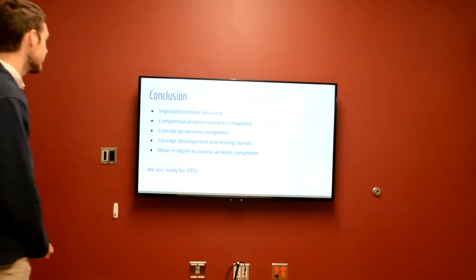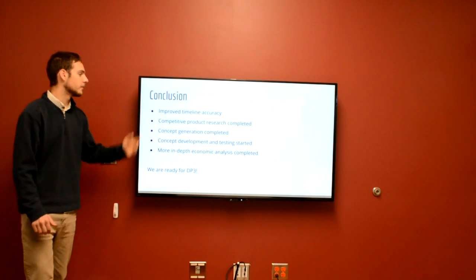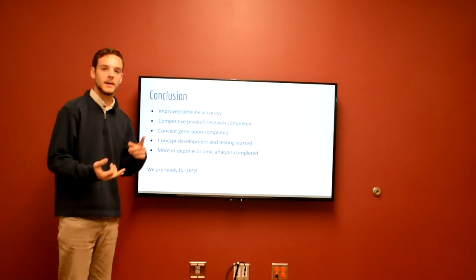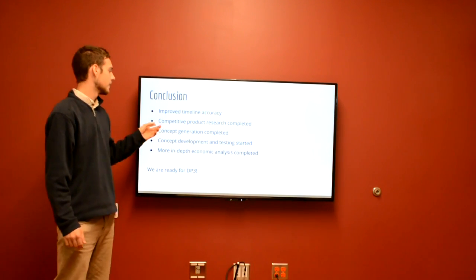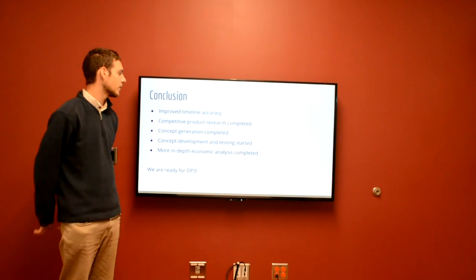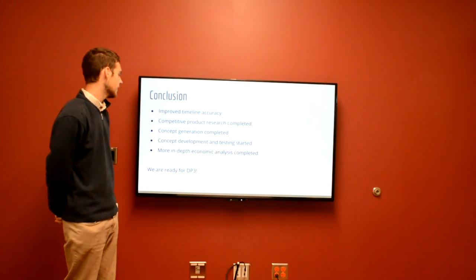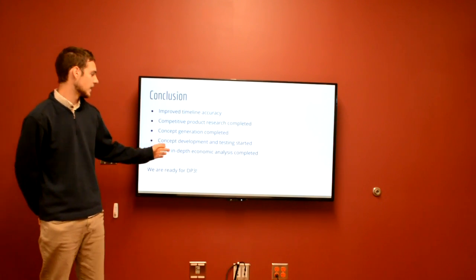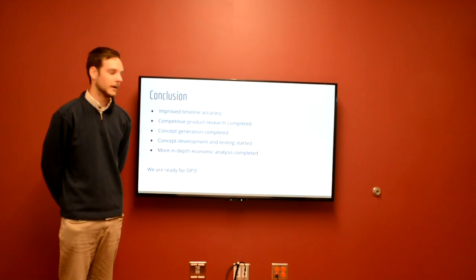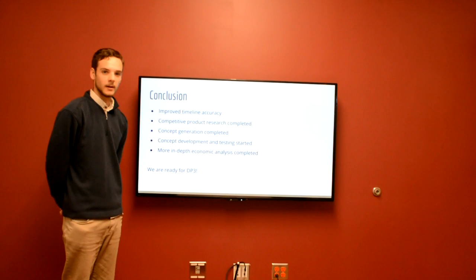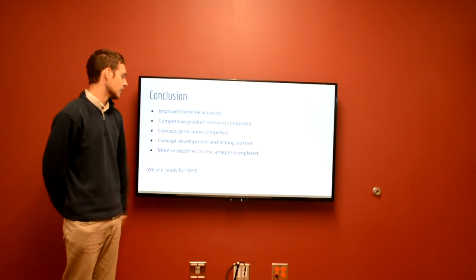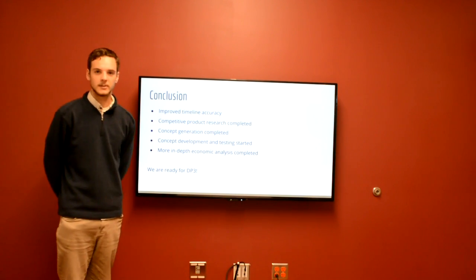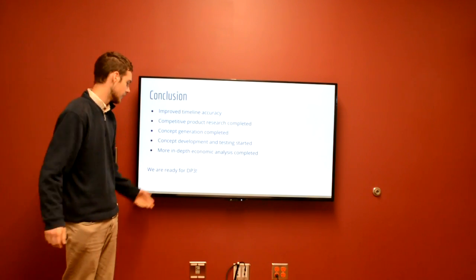So in conclusion, from DP1, we've improved our timeline accuracy with the DSM and our improved Gantt chart. We have done competitive product research. We've completed that. We've also completed our concept generation and began our development and testing of the concepts and our final product. And our more in-depth economic analysis is also completed. And so in conclusion, we are ready for DP3.